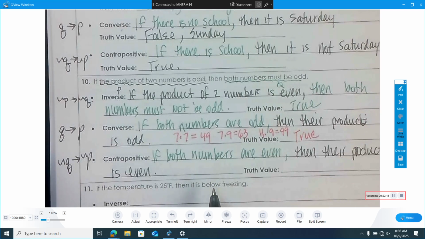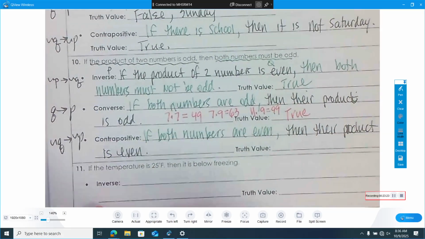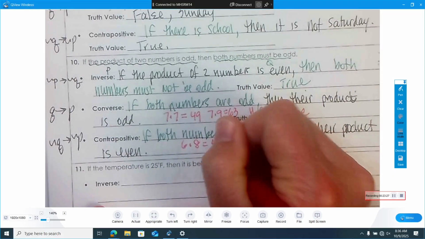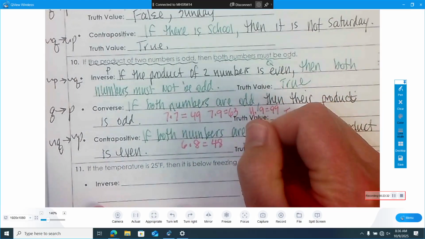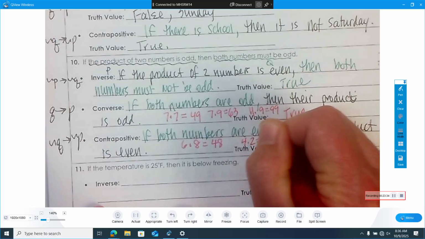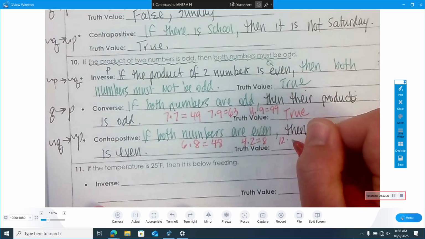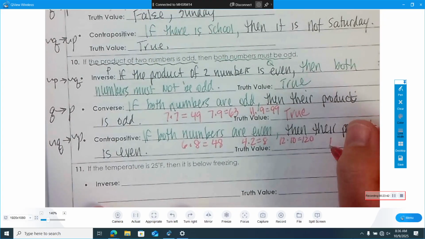Okay, if two numbers are even, if both numbers are even, okay, so for example, 4 and 4. Oh, give me two different numbers. 6 and 8, okay, and 6 times 8 is 48, so their product is even. That's true. Give me another. 4 times 2 gives me 8. That's even. And, all right, 12 times 10 is 120. That's also even. Okay, so does it seem true or false? True. Seems pretty true.